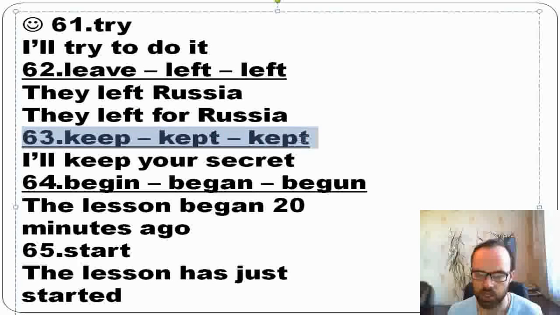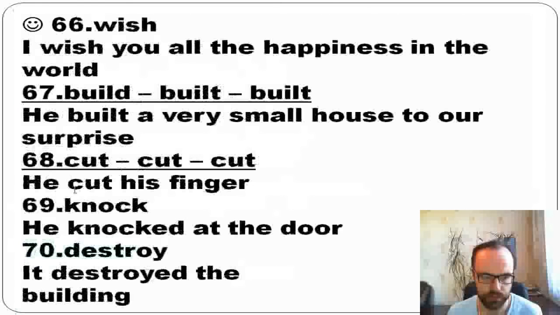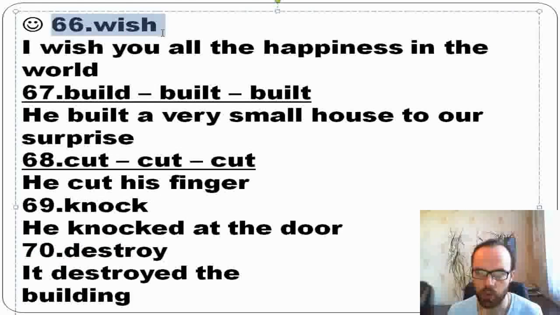Okay, so keep, kept, kept. I'll keep your secret. Begin, began, begun. The lesson began 20 minutes ago. Start. The lesson has just started. Wish. I wish you all the happiness in the world.